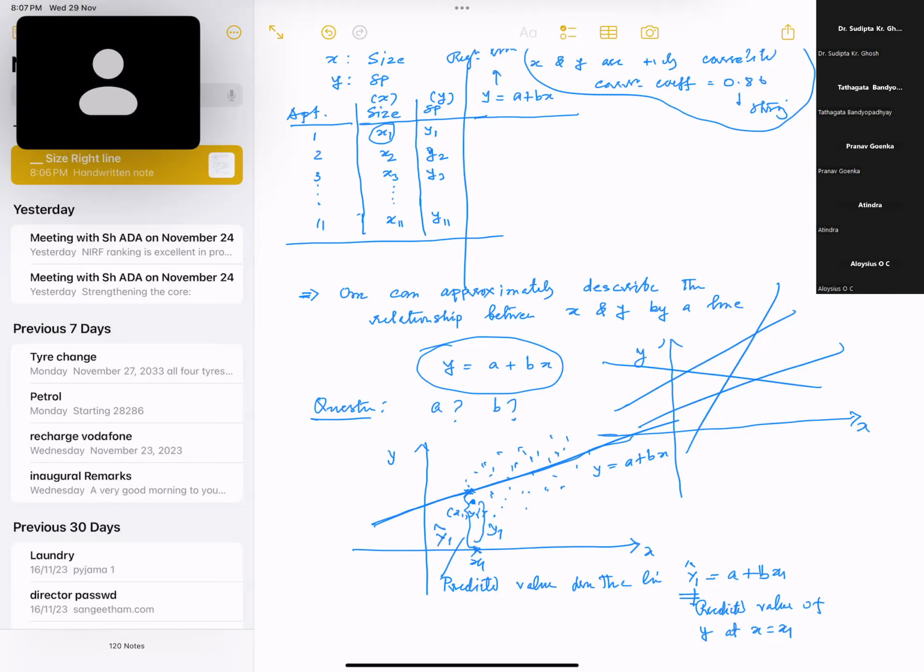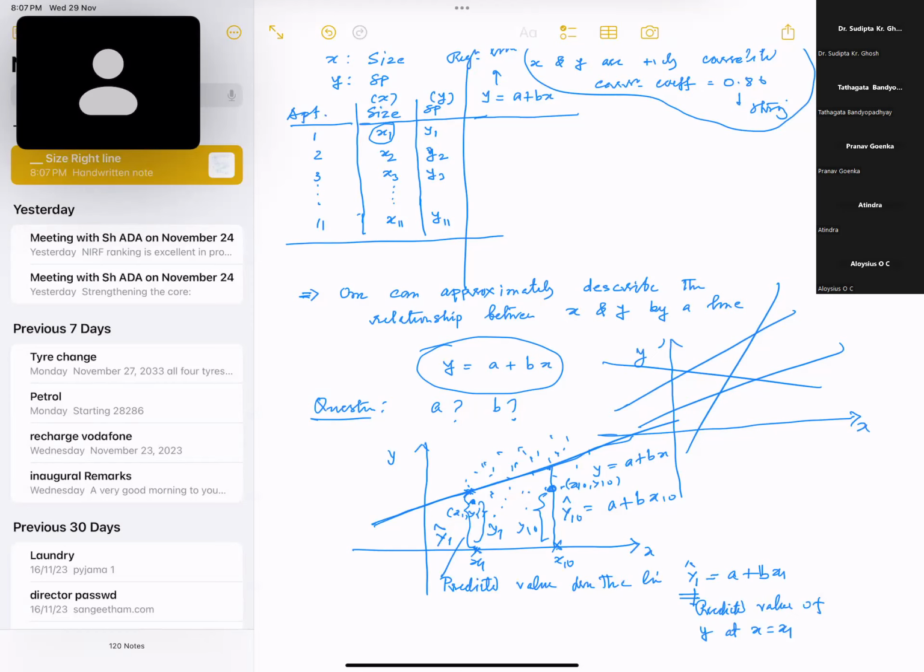Suppose this is another x, say x10. At x10, the predicted value is y10 hat, which is a plus bx10. But what is the actual value? This is say x10, y10, so the actual value is this. So the predicted value and actual value will not be the same unless all the points are on a line, that means when the correlation coefficient is equal to +1. But that's not the case.